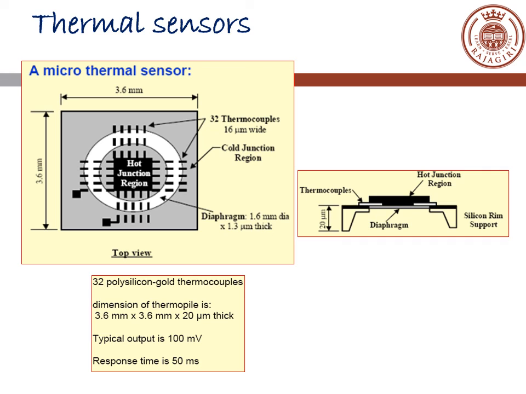and the thermocouples used over here are the polysilicon gold thermocouples, and you can see the corresponding dimension of the silicon chip that is being used, and the typical output is in the range of 100 millivolt, and it is having a response time of 50 millisecond. And on the right side you can see the fabrication detail. You are having a silicon support, a rim support, and you are having the diaphragm, and above the diaphragm you are going to keep the thermocouples, and you can see the corresponding hot junction, and in the outer area you are having the cold junction.